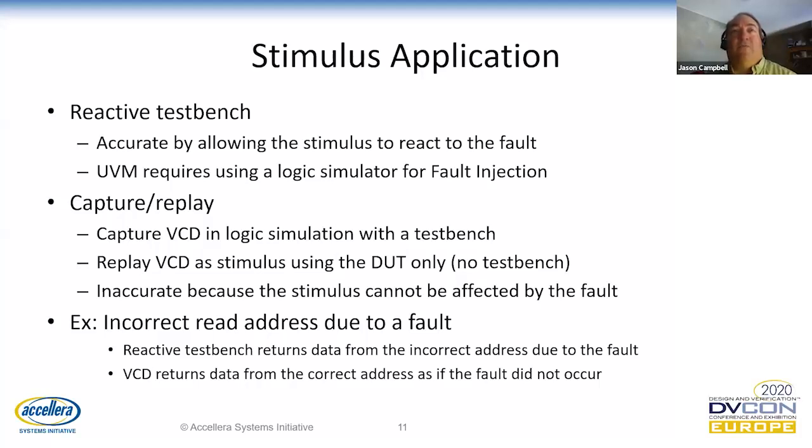If you have a VCD replay, what happens is it sees the 323, but ignores it. It's not able to adjust to it. So then it returns the data from address 123. So it gives you a bad result. There's no way to know what the difference is between a reactive and a VCD test bench. There's no way to measure exactly what that pessimism or optimism is. It's just something that you have to take into account a little bit.